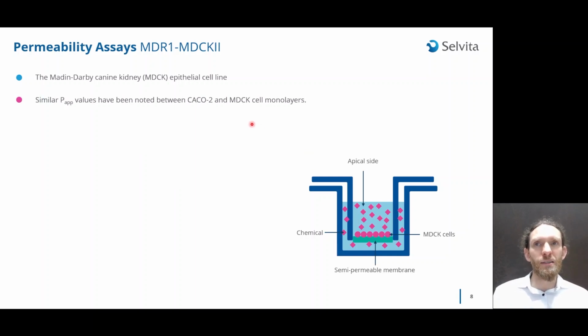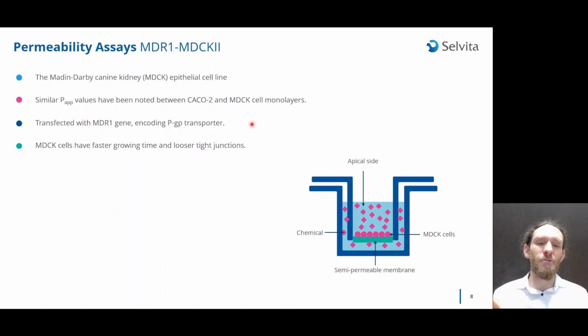Usually, we can note similar values between CACO2 and MDCK, these cell monolayers. The MDCK were transfected with the MDR1 gene. You may recall from a previous presentation that this is a gene that encodes the PGP transporter, the primary transporter responsible for multi-drug resistance of cancers or organisms. So MDCK have a very big advantage over CACO2. They have a much faster growing time and looser tight junctions.